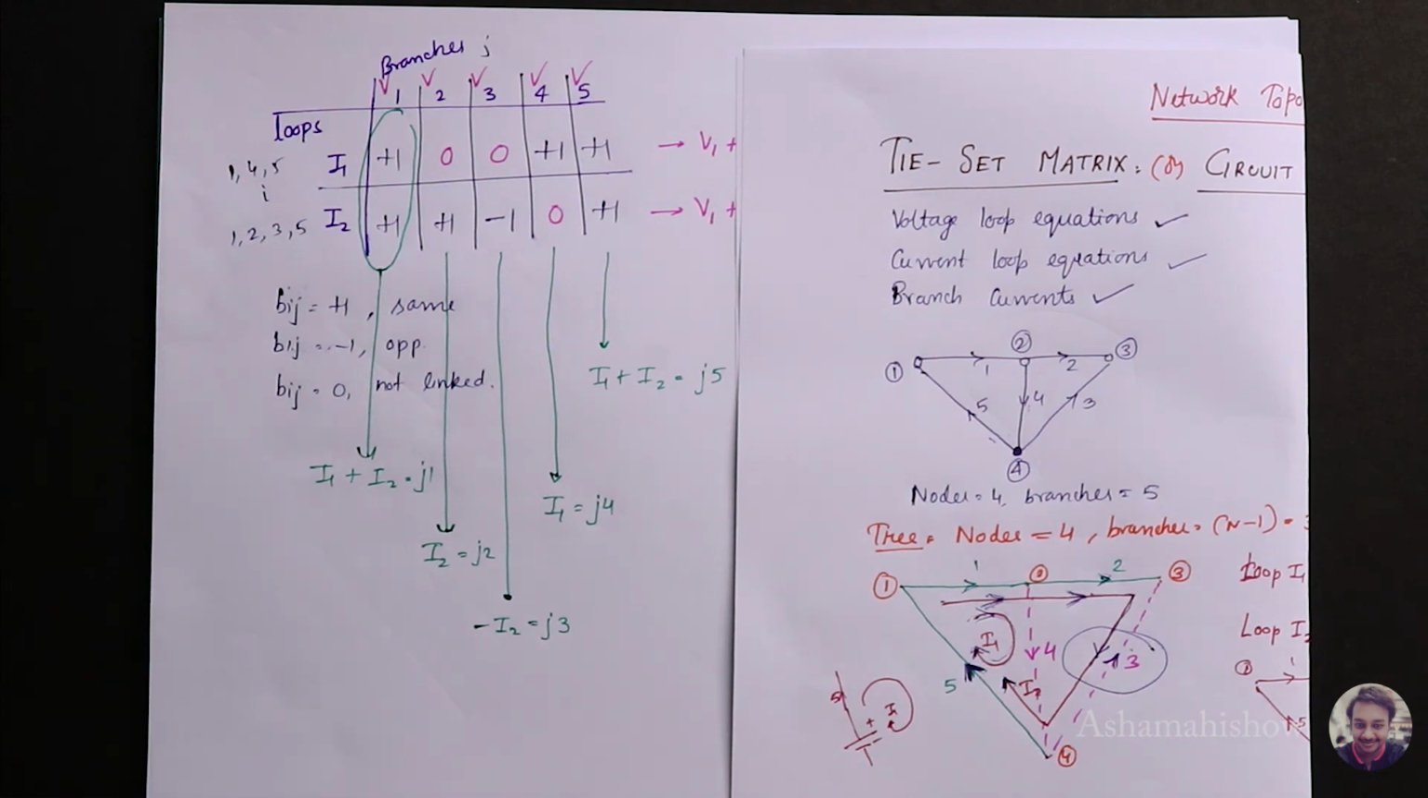Rather than doing KCL and KVL and all that equation format, looping format, this is really easy. Topology really helps us. This is the tie set matrix. In the next video, I'll be explaining what a cut set matrix is. It's also very simple.